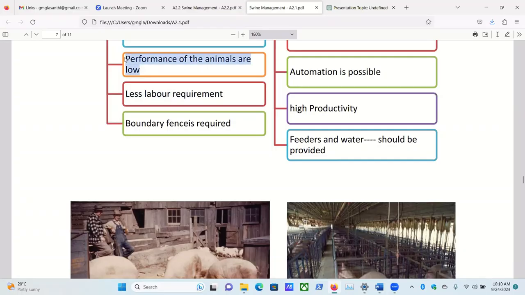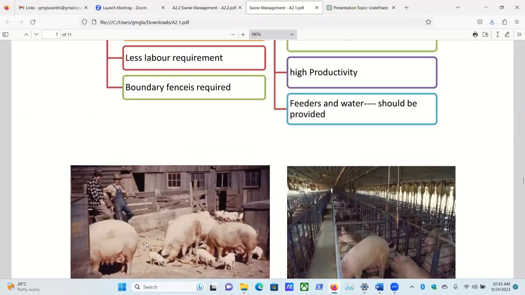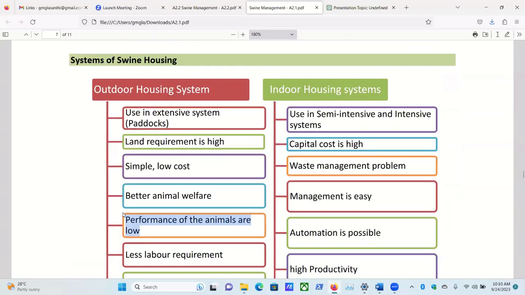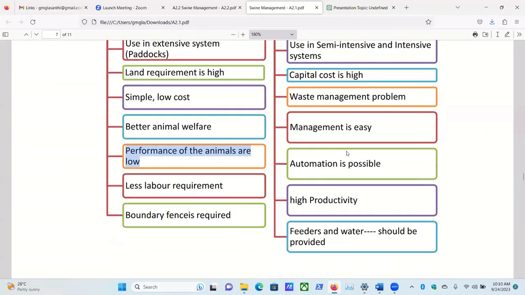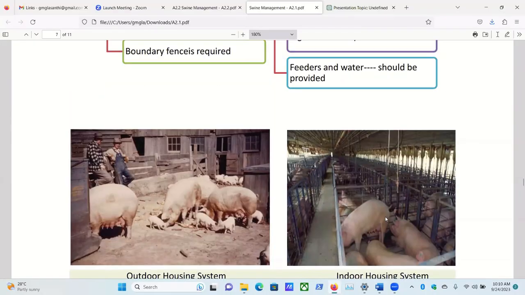But also, animal performance is very low, because we don't manage feeding, watering, health management, all these factors we don't manage here. So the net return is also very low. So this type of housing system is used by intensive and semi-intensive farming systems.